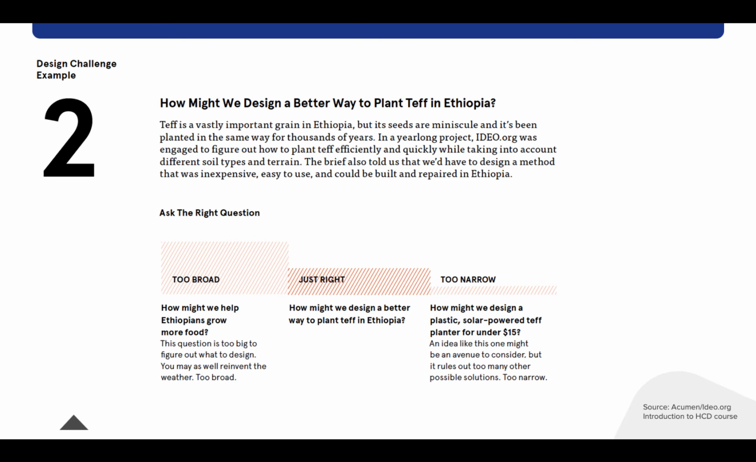Or it could be too narrow. How might we design a plastic, solar-powered teff planter for under $15? So this doesn't leave much room for creativity. All the characteristics of the solution are already embedded in it. It's like you already have an idea how you are going to solve it. You are going to do it through a plastic, solar-powered teff planter for under $15. So there's not much room for innovation. It's too narrow. But by framing it as, how might we design a better way to plant teff in Ethiopia? That might be just the right fit.